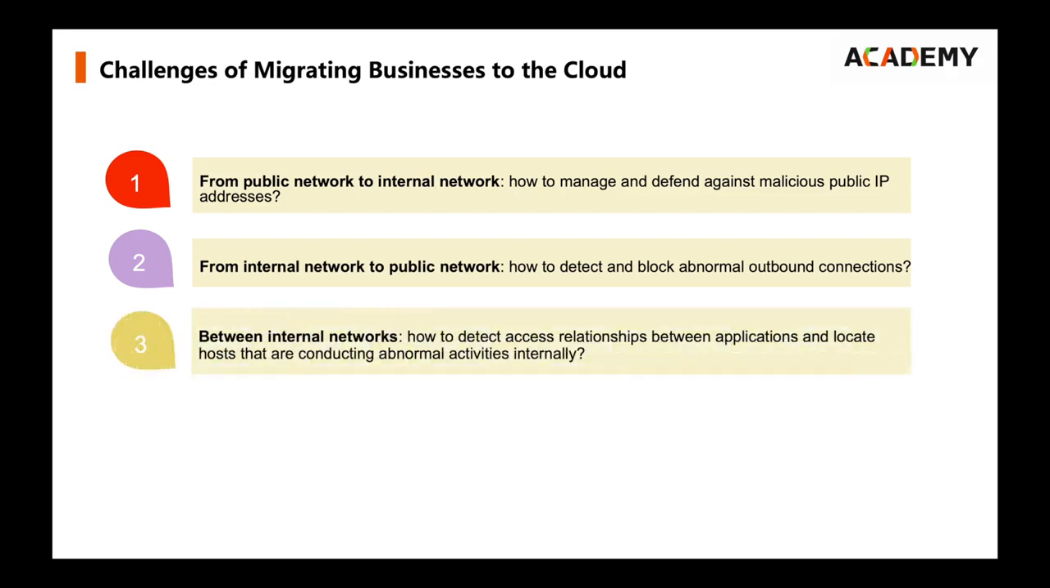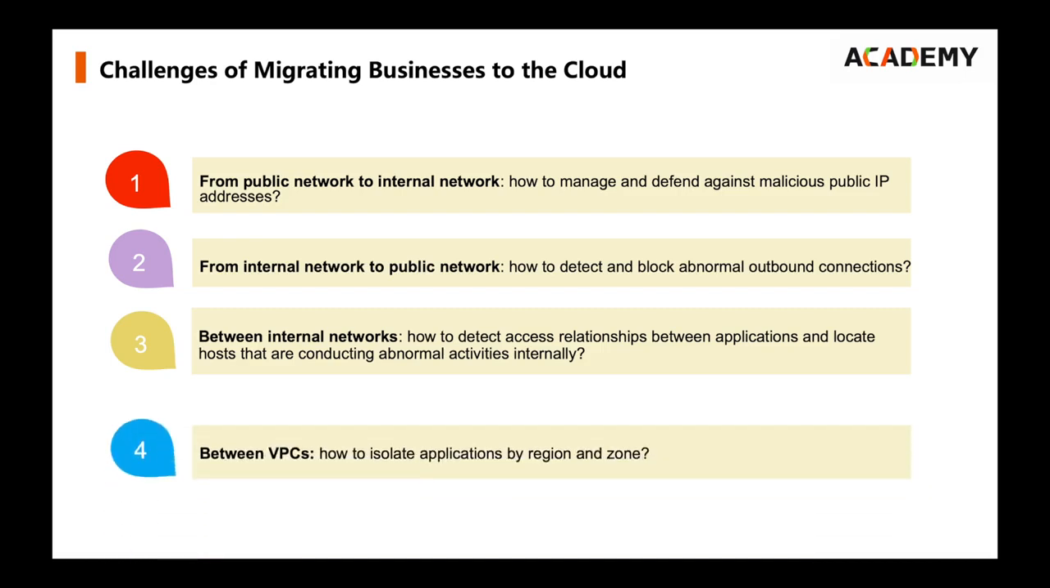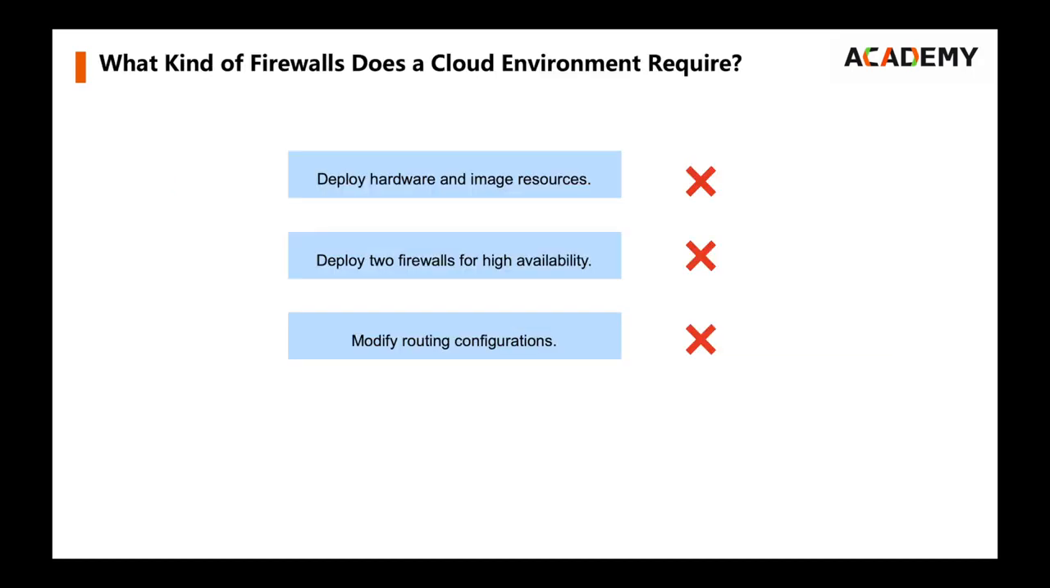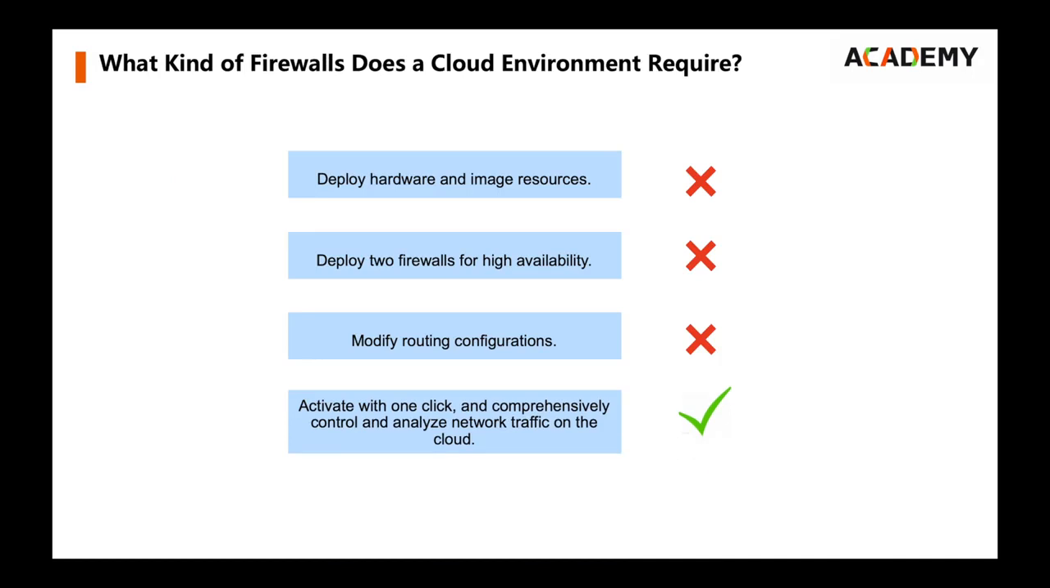You also need to worry about connections between internal networks. How do you control traffic between different private network segments within your own cloud environment? How do you detect access relationships between applications and locate hosts that are doing something unusual? And then between VPCs, so how do you isolate applications on Alibaba Cloud by region and zone? These are all challenges you face when you migrate to the cloud. And we have a firewall tool that's designed to help you with that, which is Cloud Firewall. You don't have to deploy any hardware, you don't have to buy an image from the marketplace, you don't have to modify routing configurations, you just click enable and then Cloud Firewall is ready to go.